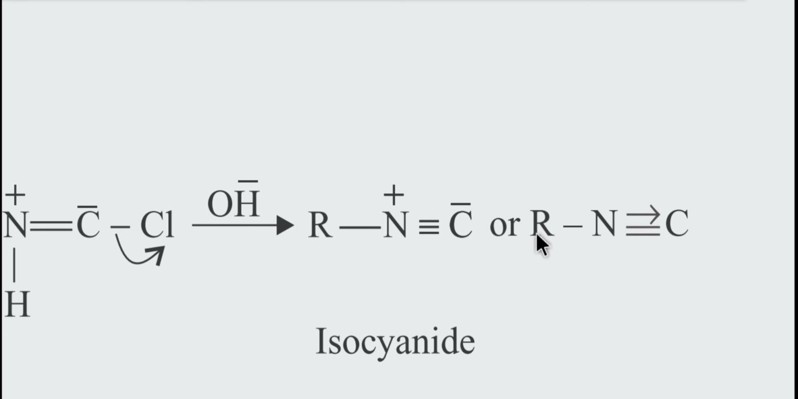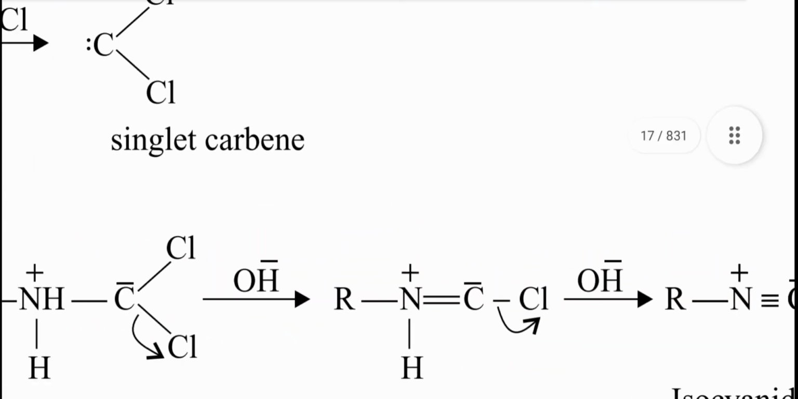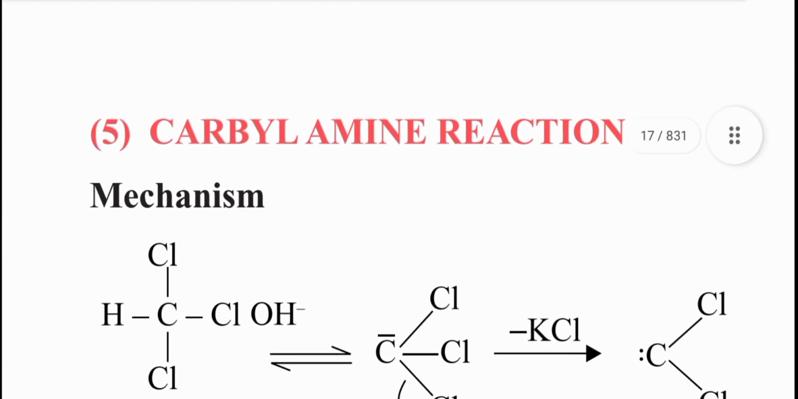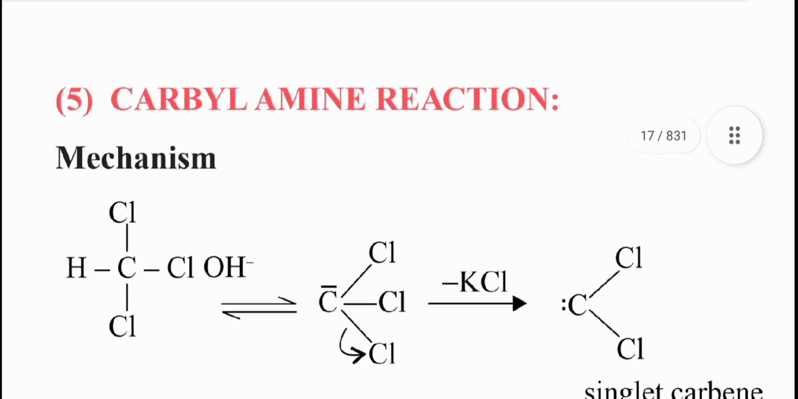Or you can also represent the structure as R bonded with nitrogen, and that is carbon. The lone pair of nitrogen moves towards carbon and bonds between carbon and nitrogen, so we can say it is a coordinate covalent bond, and we can draw it with an arrow. So this is the isocyanide structure, the result of the carbylamine reaction. I hope this mechanism is clear.